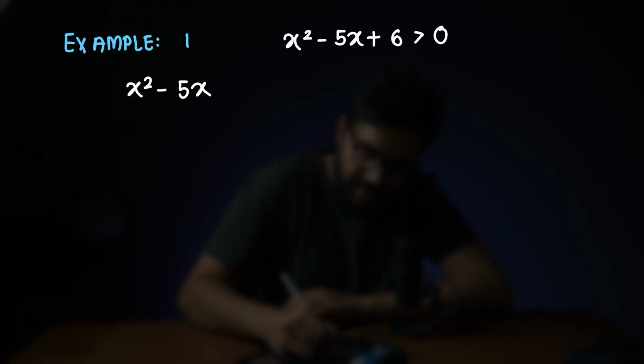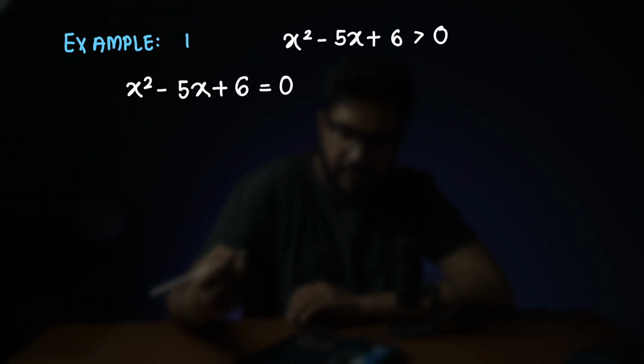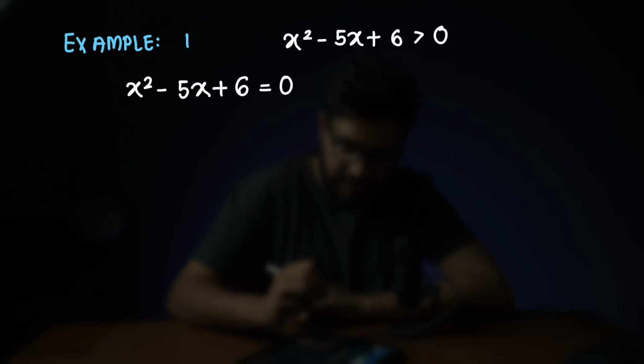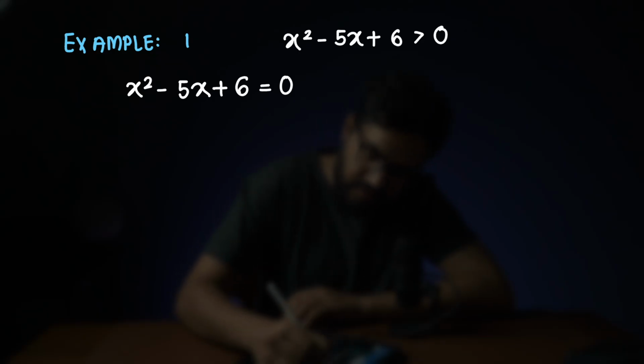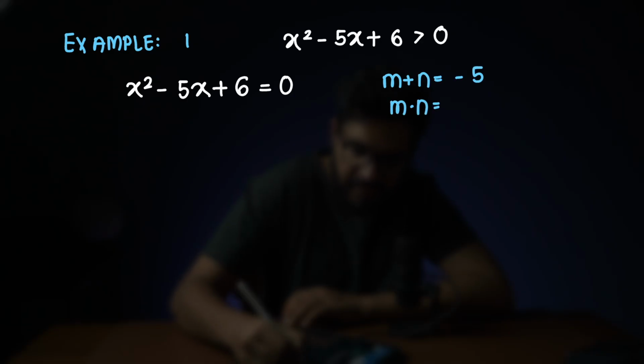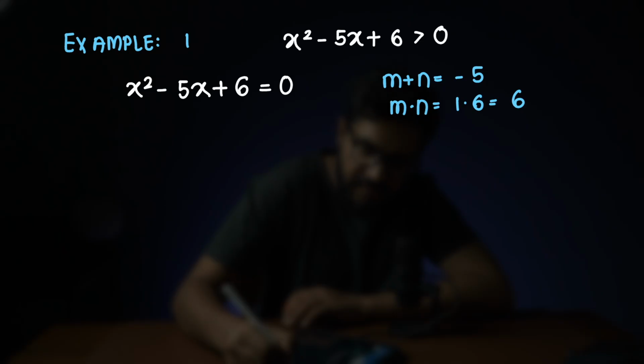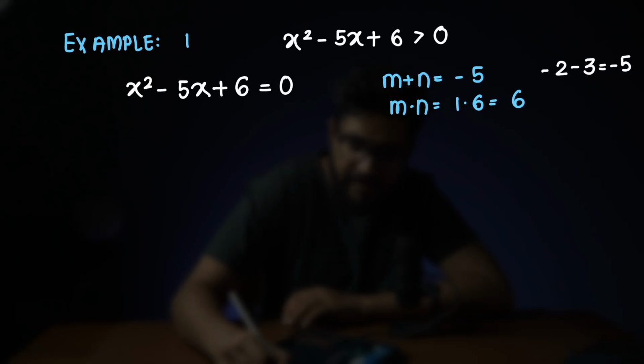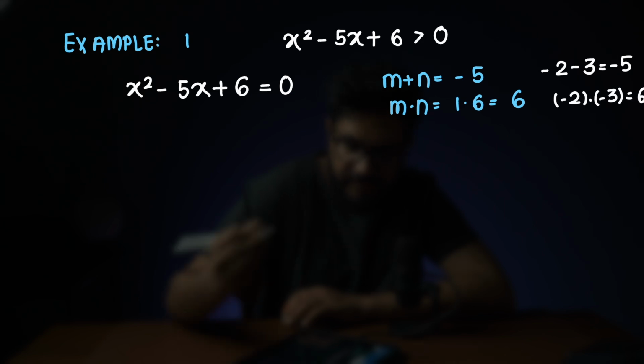for the time being as an equation equal to 0 and try to find solutions for x. So we want to find two numbers which add up to negative 5, and the product of these two numbers should be 1 times 6 is equal to 6. Clearly, two such numbers are minus 2 and minus 3, which add up to negative 5, and the product of negative 2 times negative 3 is positive 6.